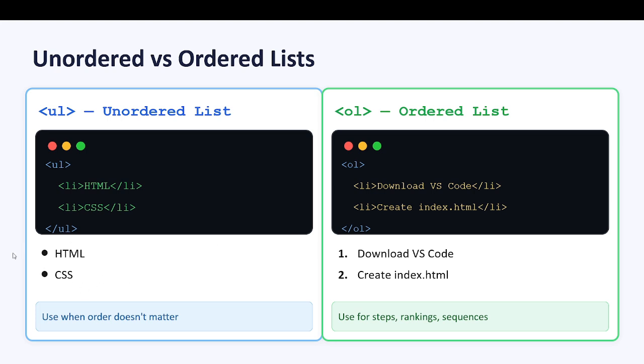In the first case, you can see the list will appear in the form of bullets, and in the second case, the list appears with numbering. So the UL tag you can use when order doesn't matter, and when there is a requirement of steps or numbering, we can make use of the OL tag.